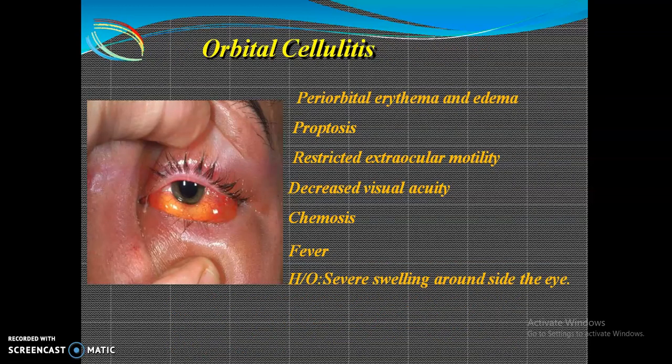Then the orbital cellulitis, that is periorbital erythema and edema formation, then proptosis, then restricted extraocular motility, then decreased visual acuity, then chemosis, fever, and severe swelling around the side of the eye will be there.